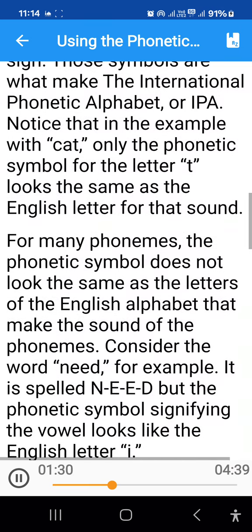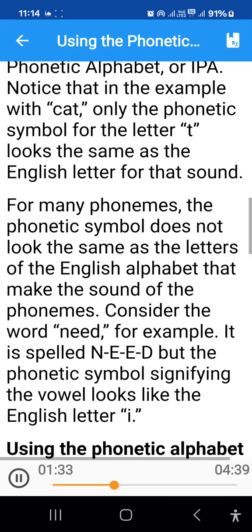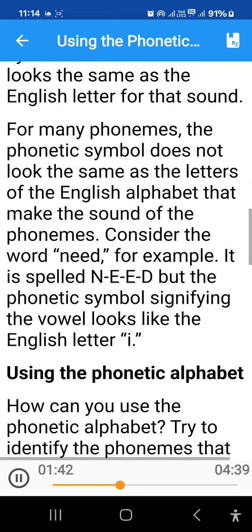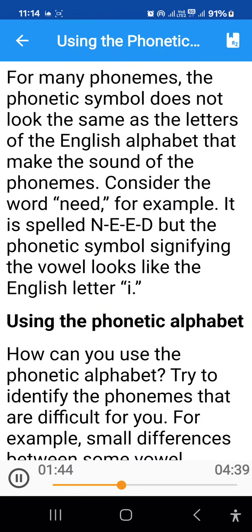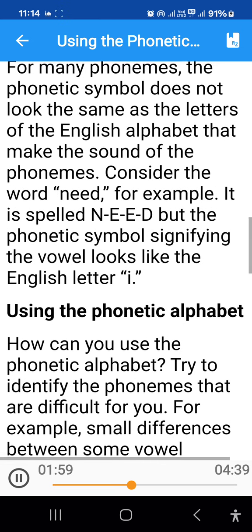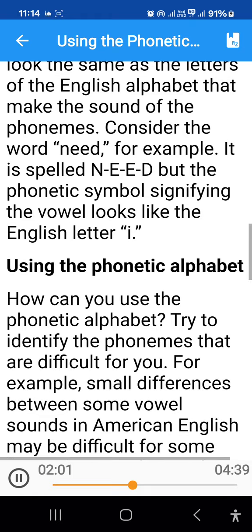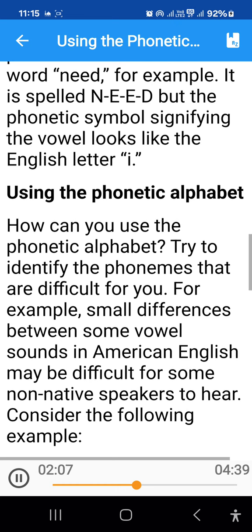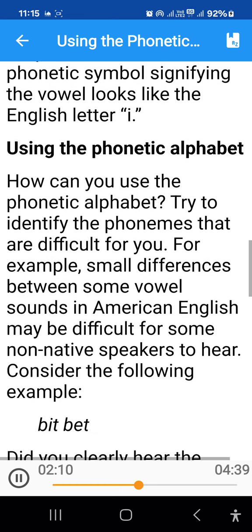Notice that in the example with cat, only the phonetic symbol for the letter T looks the same as the English letter for that sound. For many phonemes, the phonetic symbol does not look the same as the letters of the English alphabet that make the sound of the phonemes. Consider the word need, for example. It is spelled N-E-E-D, but the phonetic symbol signifying the vowel looks like the English letter I.